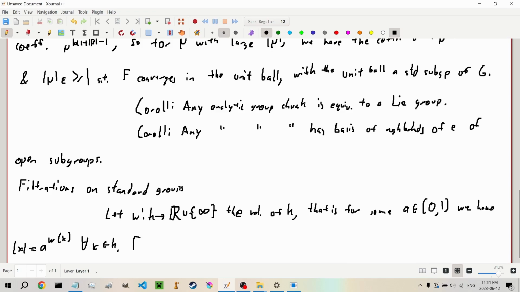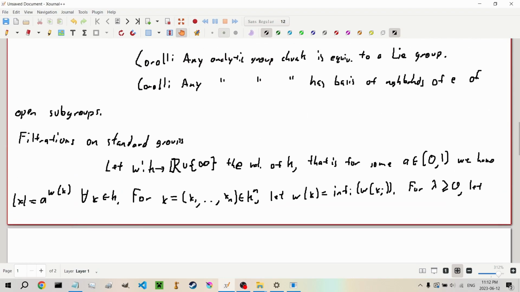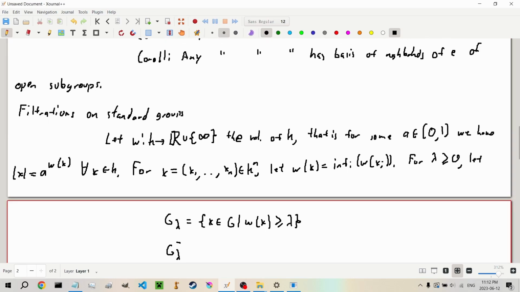Then we want to extend this, so for x split into components x1 to xn in K^n, we're going to let the valuation of our vector x be the infimum over i of the valuation of each component. Then for lambda being at least 0, we can give ourselves a very natural filtration based on the valuation. G lambda, of course, is going to be x in G with a valuation being at least lambda. And of course, we can give ourselves G lambda plus being x in G having a valuation strictly greater than lambda.